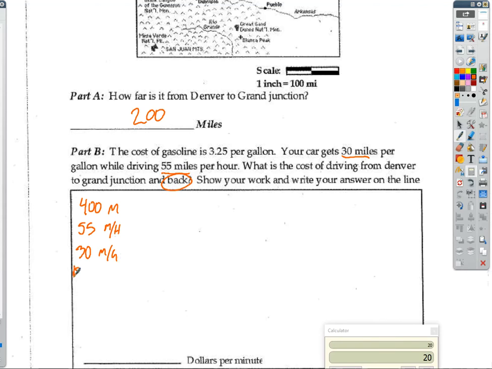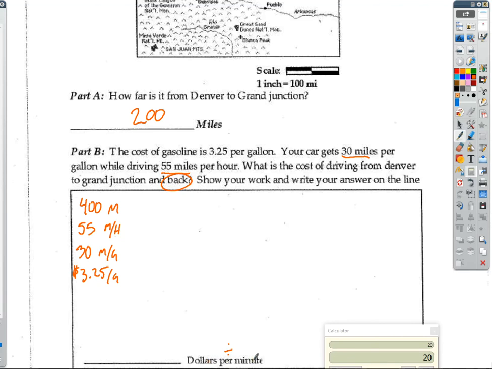And gas is $3.25 per gallon. And so what I really need to do is figure out dollars per minute. Dollars per, what does per mean? Oh right, it means divide. So we're going dollars divided by minutes. So I need to know how many dollars it's going to cost and how many minutes it's going to take.